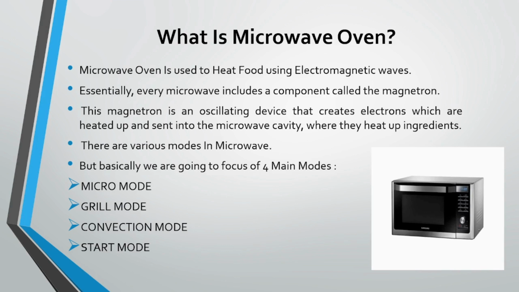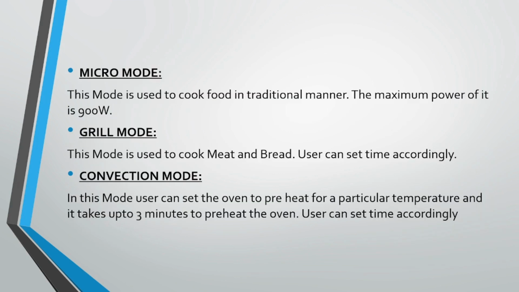There are various modes in microwave, but in our project we included only 4 main modes. Those are micro mode, grill mode, convection mode, and start mode. So first of all, let us see about the micro mode. This mode is used to cook food in traditional manner. The maximum power of it is 900 watts.